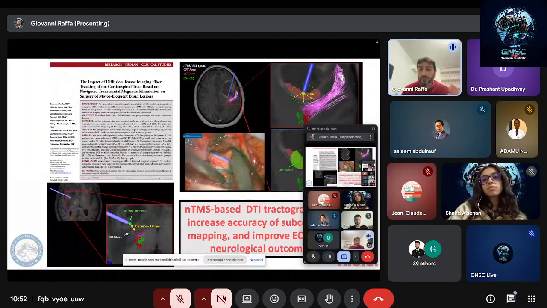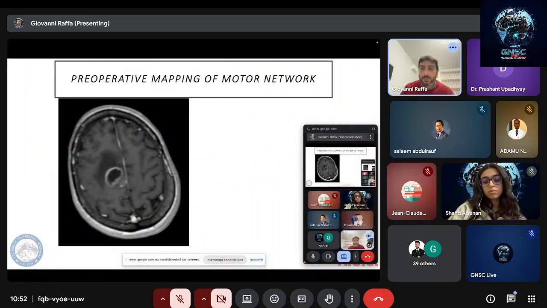So we can use all this information before surgery to plan my strategy, to plan my surgery, but also during surgery, putting this information into the neuronavigation system, and using this kind of information just to make our intraoperative mapping and monitoring faster and even safer. Approaching the lesion, when we are close to the motor cortex, we are close to the corticospinal tract, just to orient our intraoperative mapping and try to preserve as much as possible the eloquent structures.